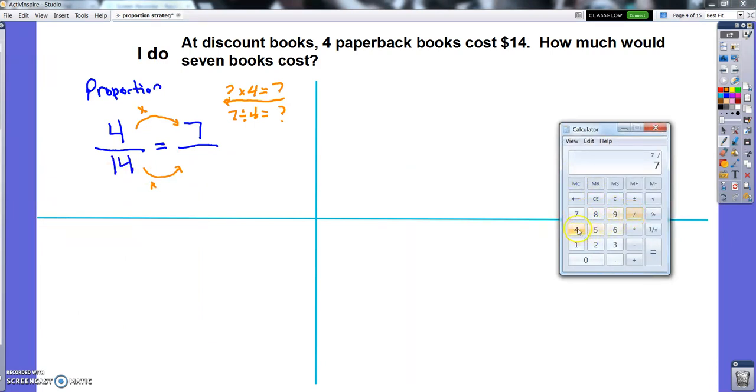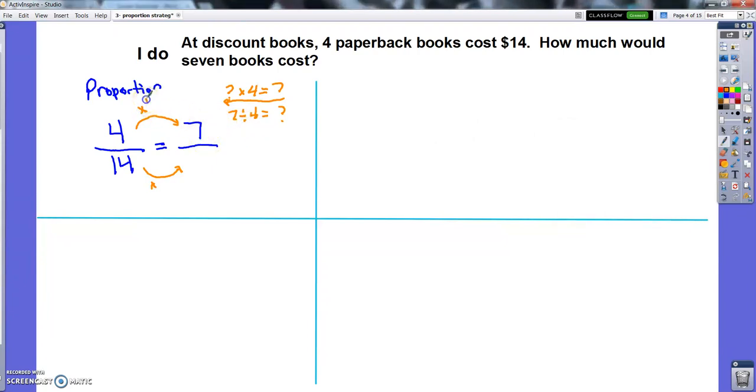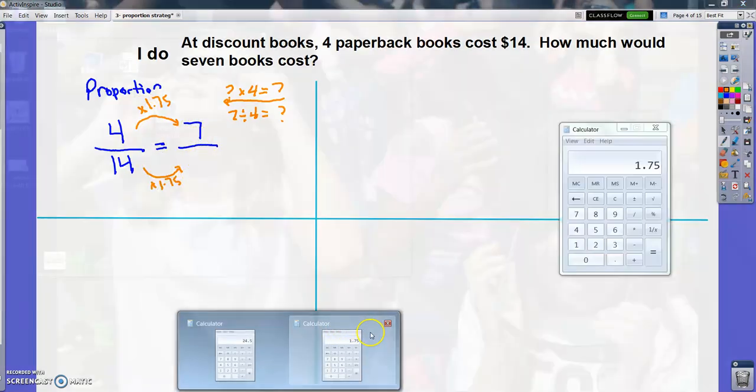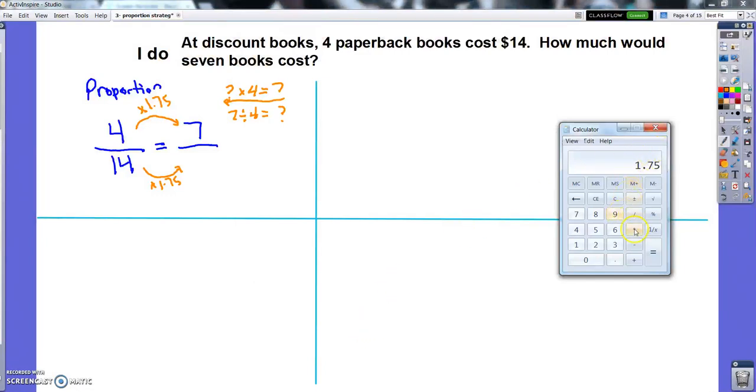7 divided by 4 is 1 and 75/100, or 1 3/4. And that makes sense, right? 4 times 2 would have been 8, so that's a little less than 2. So 4 times 1 75/100 gives me 7. So I also would multiply by that same thing down here to see how much the cost would be. 7 books would be 1 75/100 times 14, and it would be $24.50.